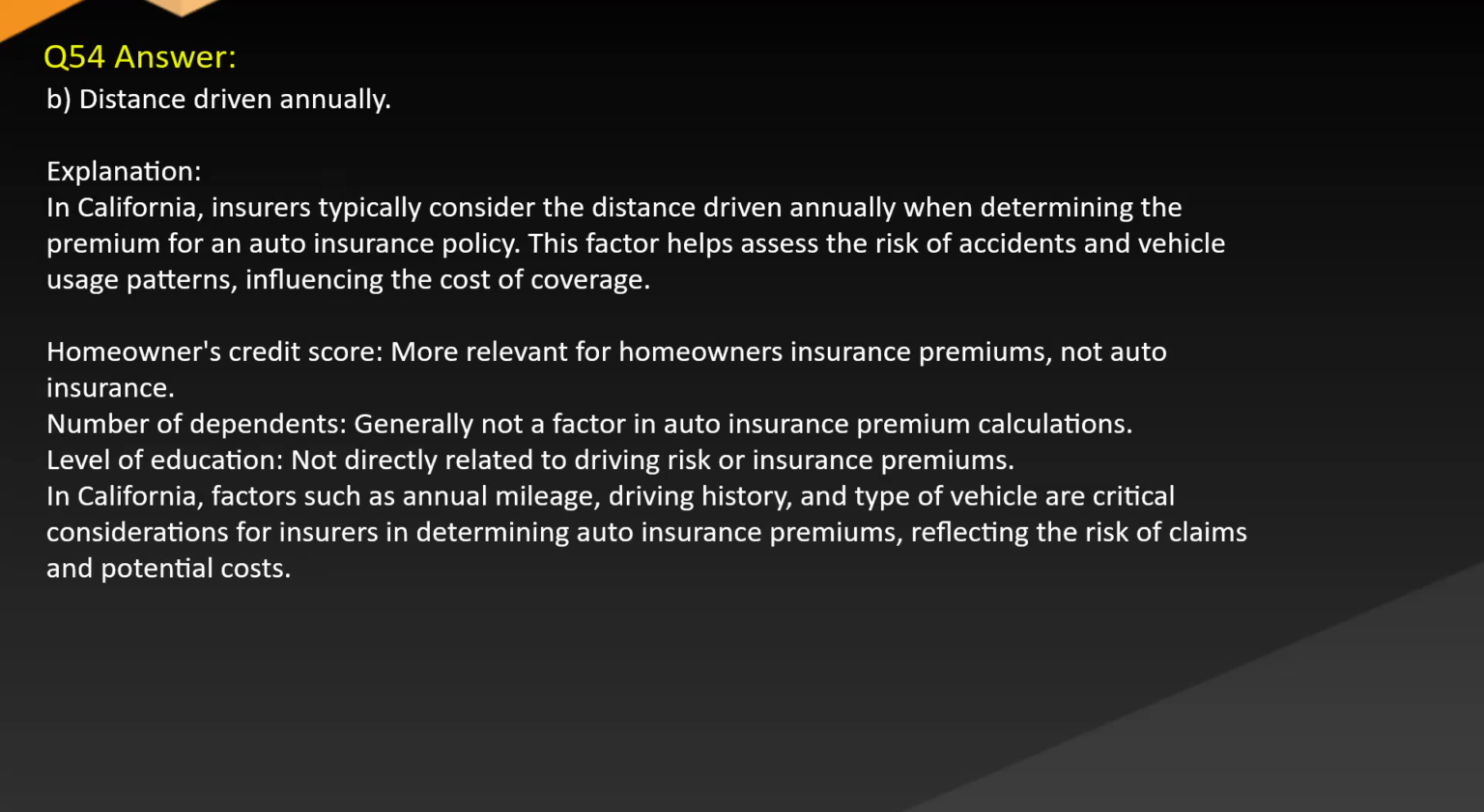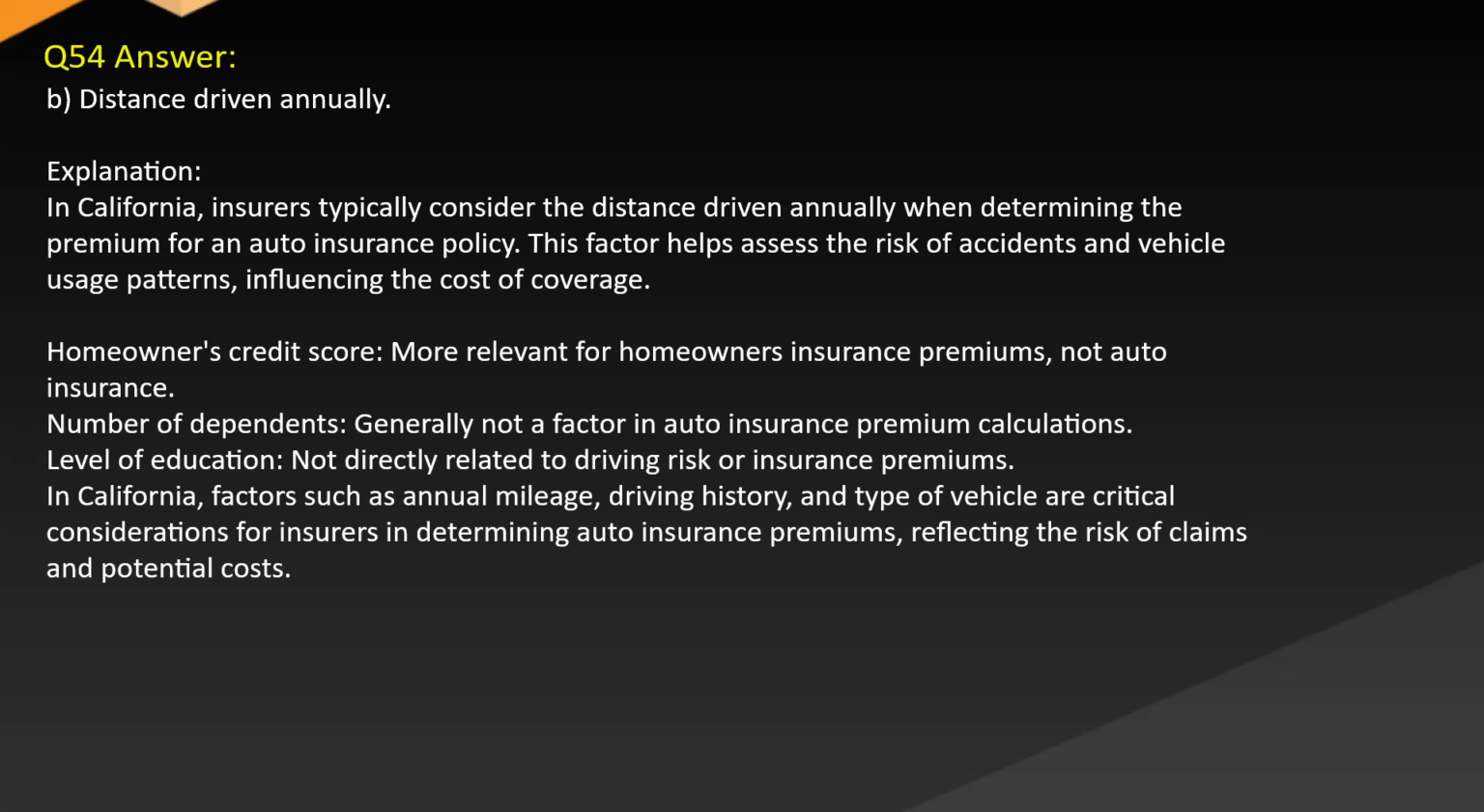Answer: B. Distance driven annually. Explanation: in California, insurers typically consider the distance driven annually when determining the premium for an auto insurance policy. This factor helps assess the risk of accidents and vehicle usage patterns influencing the cost of coverage.